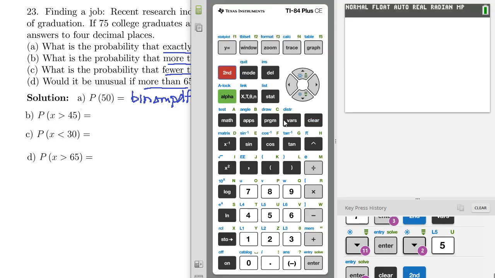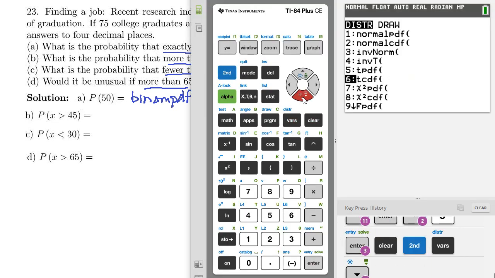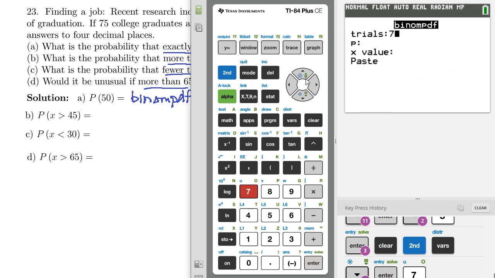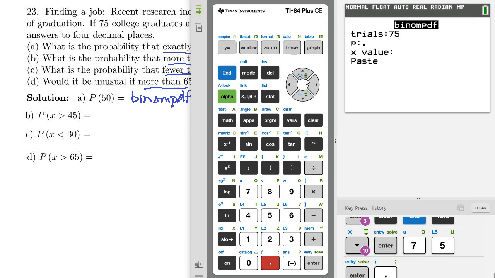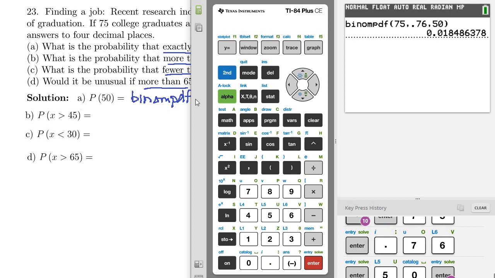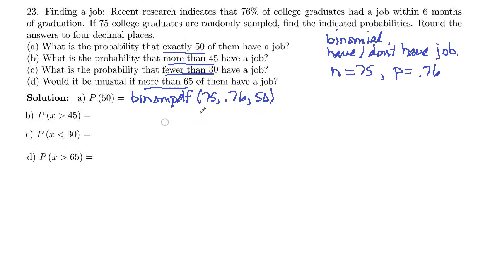Going to the calculator, second variables, we go down to binom PDF, trials 75, P is 0.76, and x was 50. The answer is 0.0185. So there is a 1.85% chance that exactly 50 out of 75 would have a job.